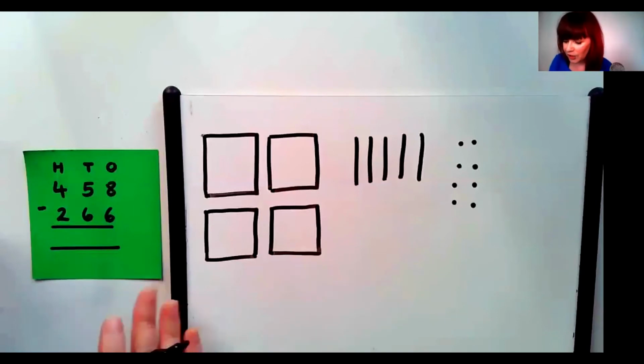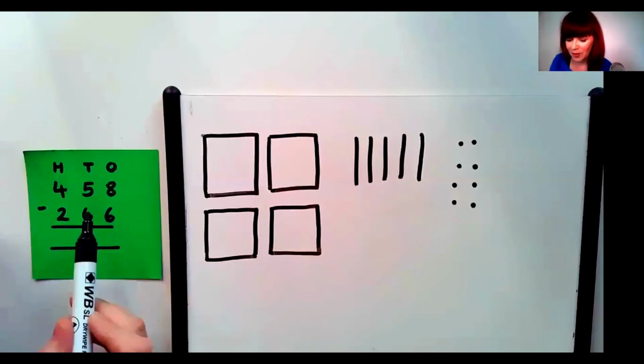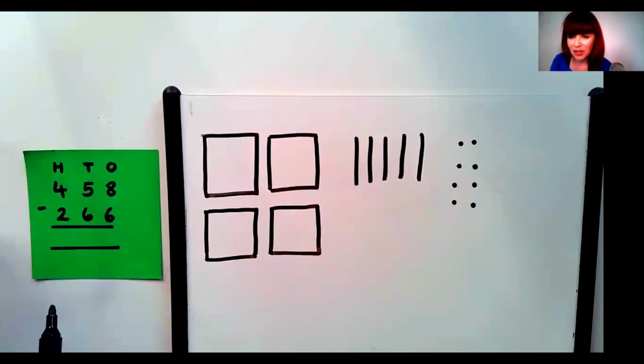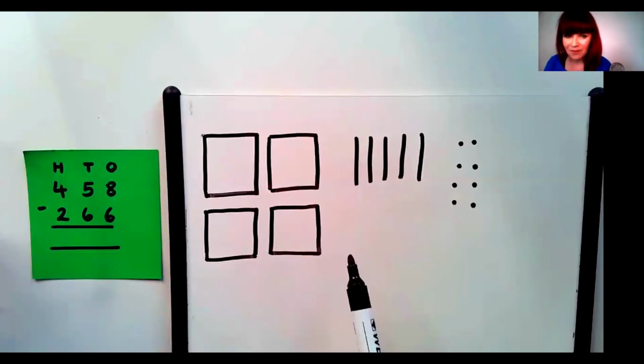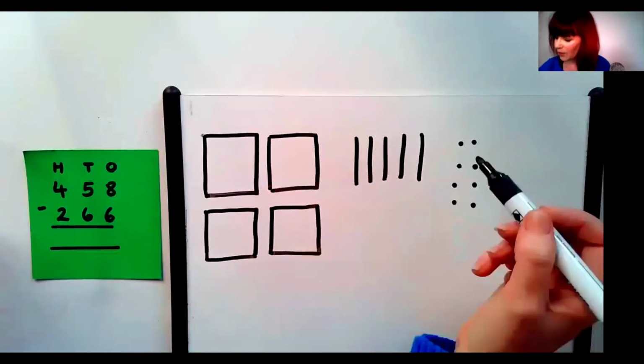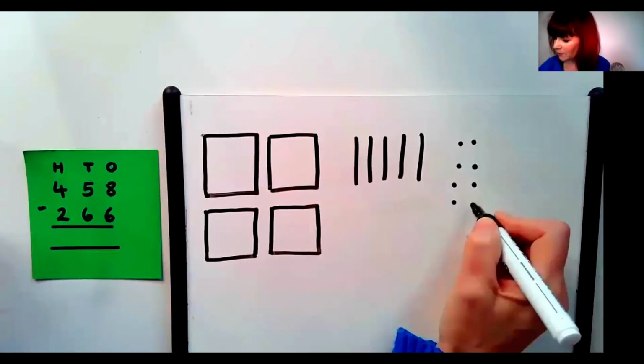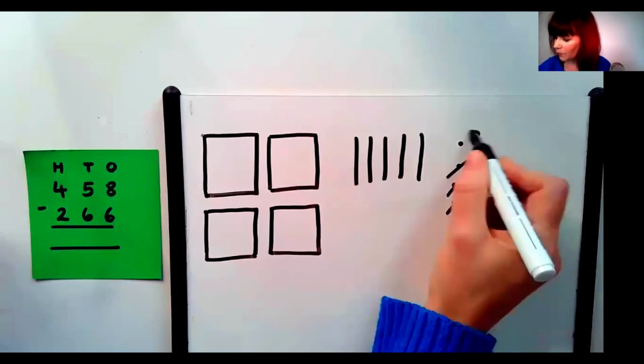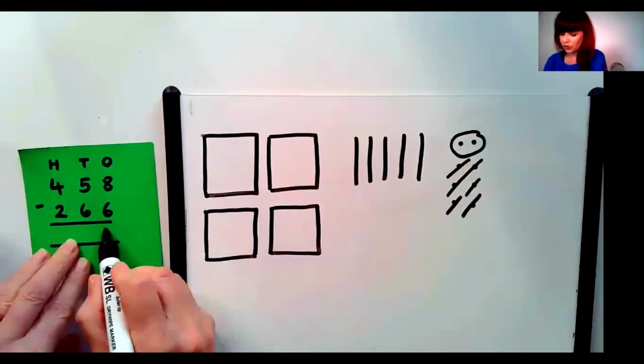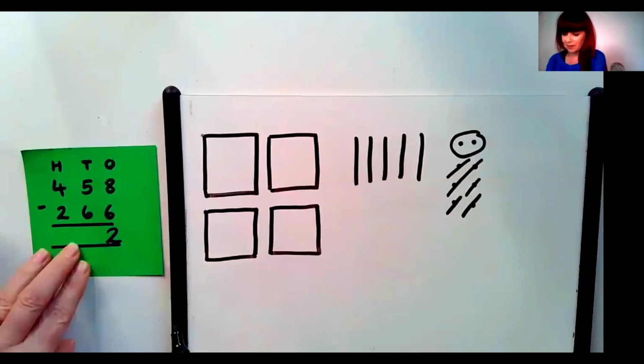And for this question, I'm going to be exchanging from the hundreds column, because the example that I showed you for the 2-digit number was exchanging from the tens column. So I'm going to show you the other one. So I've drawn my 458 out and I'm going to subtract 266. So 8 ones subtract 6 ones. How many ones have we got left? We've got 2 ones remaining.